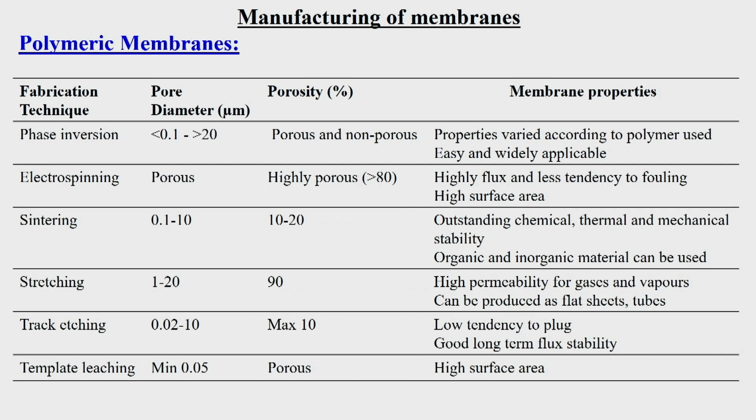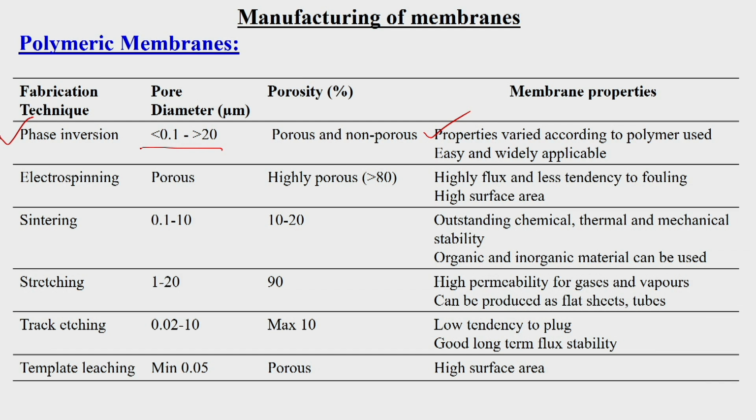For these polymeric membranes, if we talk about the phase inversion technique, the pore diameter ranges from less than 0.1 micron to greater than 20 micron. So, in a wide range we are able to manufacture membranes using phase inversion, both porous and non-porous, with high porosity as well as low porosity. The properties vary according to the polymer used, and it is easy and widely applicable.